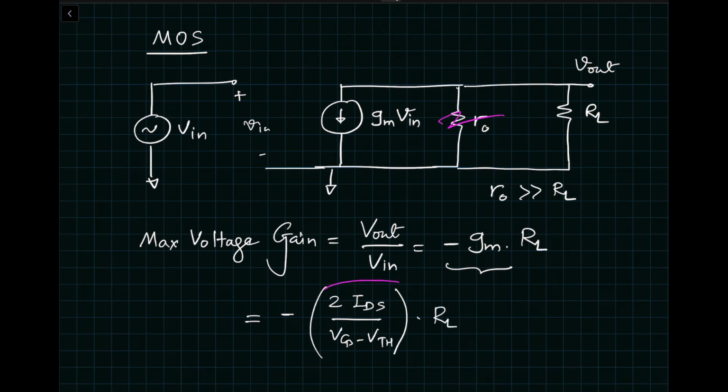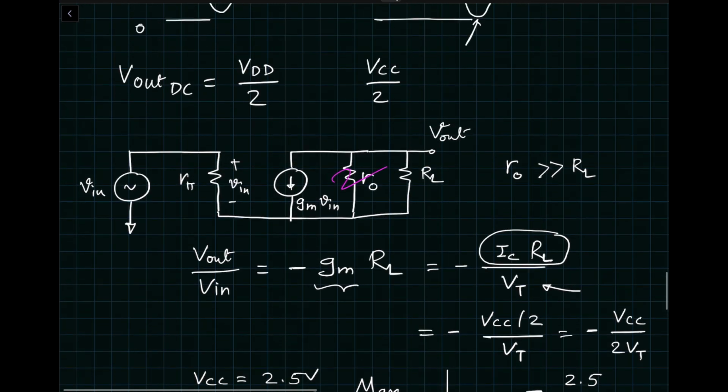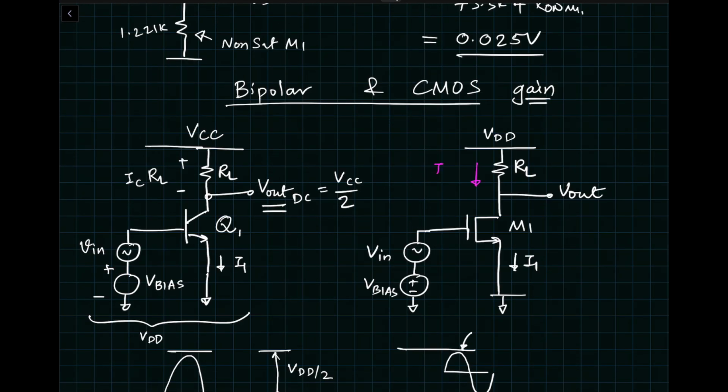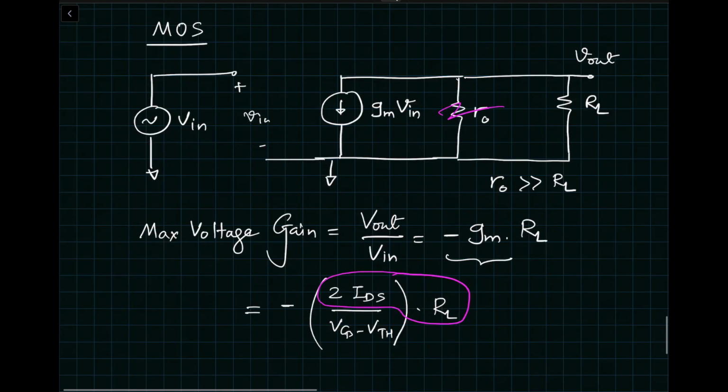Now you can interestingly look at this again and draw a similar comparison. You can see that IDS times RL is the voltage drop across the output resistor. Let me go back and show you. So this is IDS times RL, the voltage drop across this resistor. We already said that the output voltage is biased at VDD divided by 2. So this drop will also be equal to VDD minus VDD divided by 2, which is VDD divided by 2. So 2 times IDS times RL will be equal to VDD, and the gain is VDD divided by VGS minus VTH. So this is the maximum gain we can get out of a MOS stage.